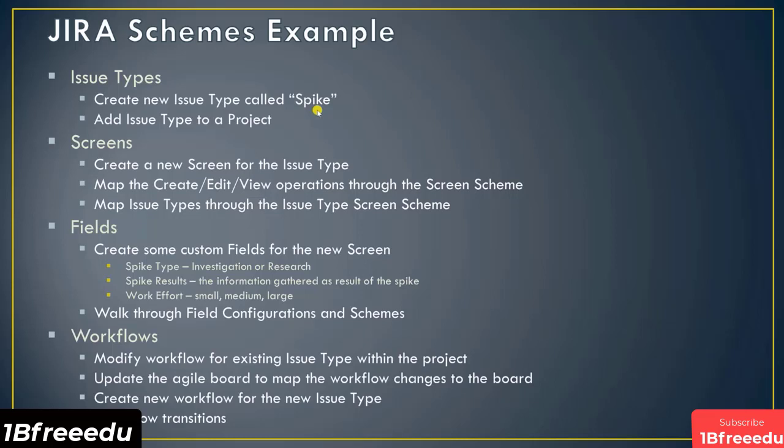So this issue type doesn't exist in Jira by default, so we'll be creating one as an example. We're then going to add that spike issue type to one of the projects that we've created in this course, and then we'll create a screen for that issue type, map the various operations through the screen scheme, and then map that screen scheme to the issue type through the issue type screen scheme.